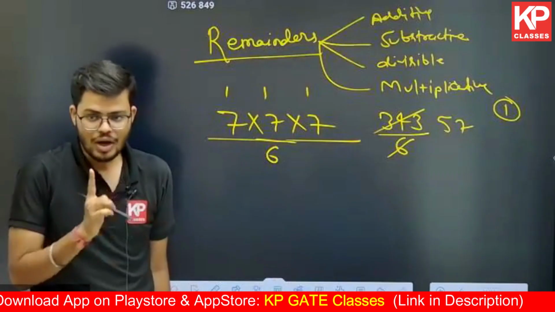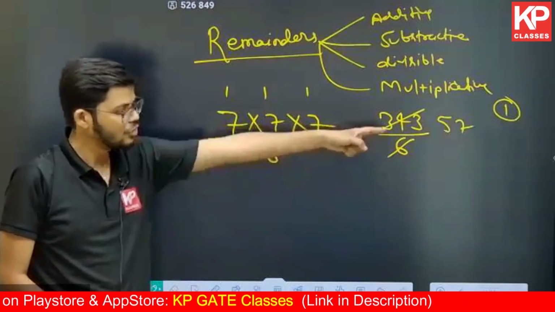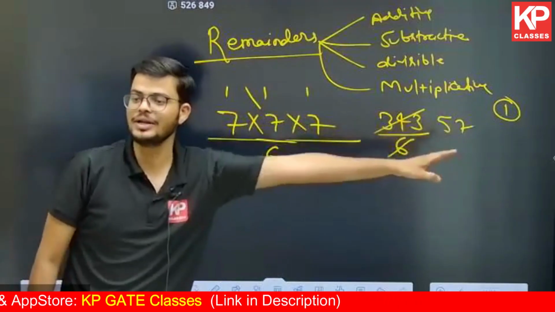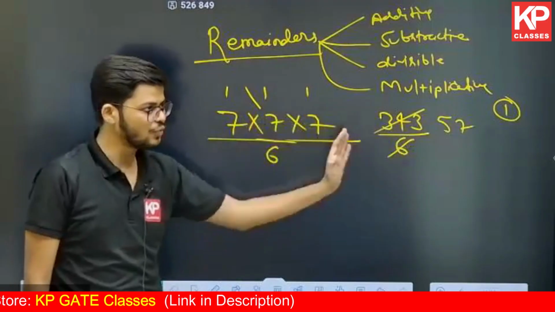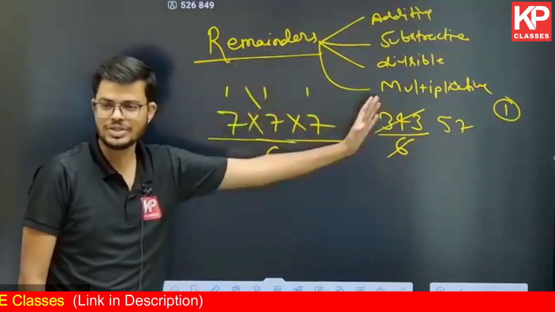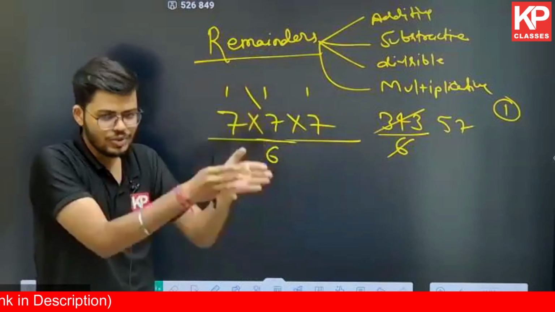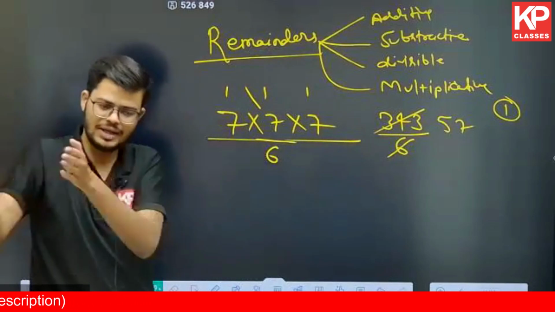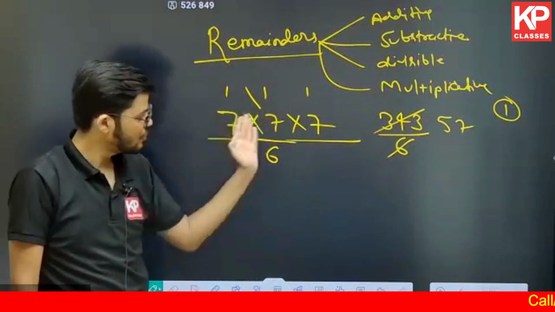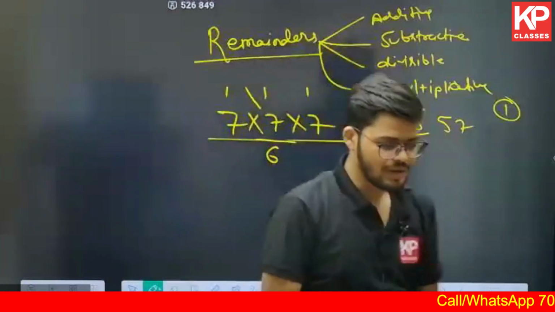If you multiply these numbers and then divide, you'll get a remainder. And if you find the remainder first and then multiply, you'll still get the same remainder. So in these kinds of questions, whether addition, subtraction, multiplication or division is given, you can find out the remainders in each case and then apply these operations. So this is about the remainder.